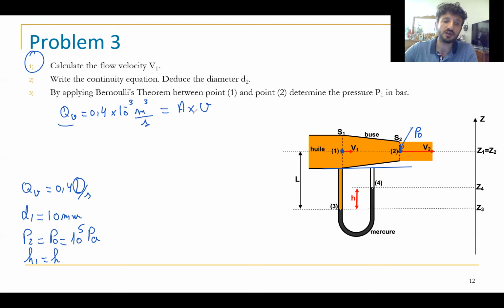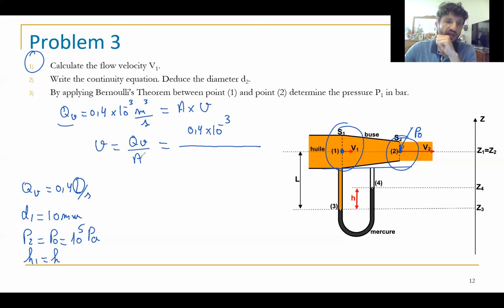Here we have Q equals A times V. I want to calculate V. V equals QV divided by A, equals 0.4 times 10 power minus 3 divided by A. A, you can take this one or this one. Now I want to calculate V1, so we have to use A1 or S1.